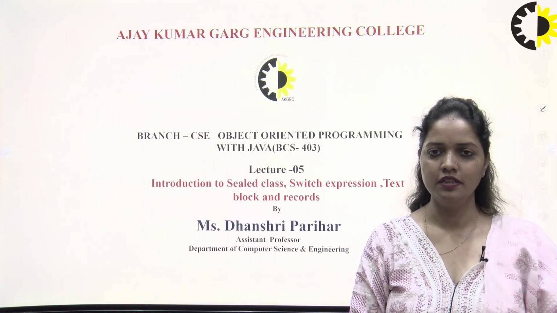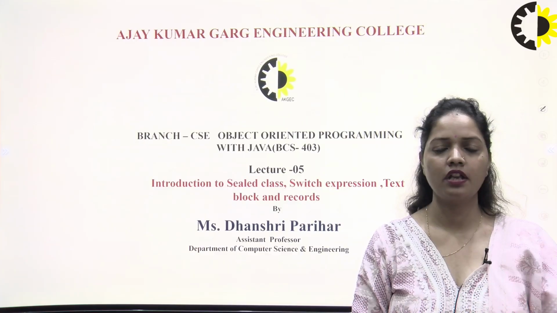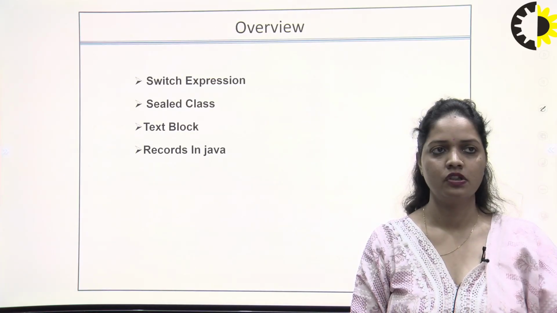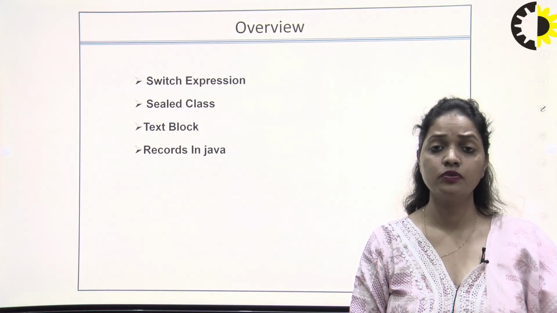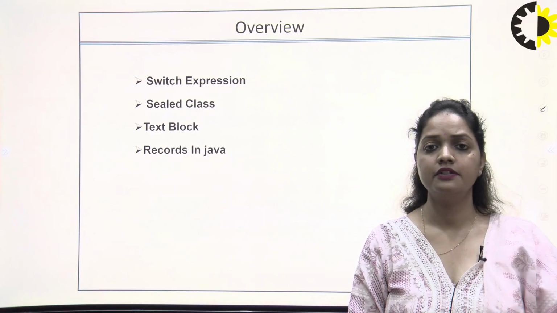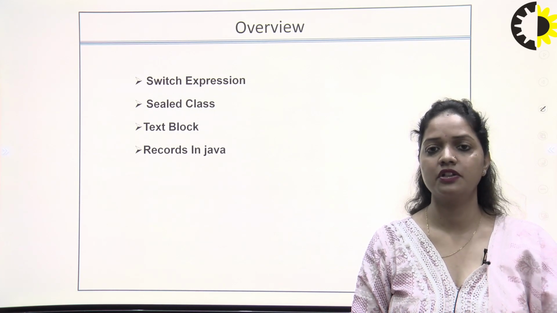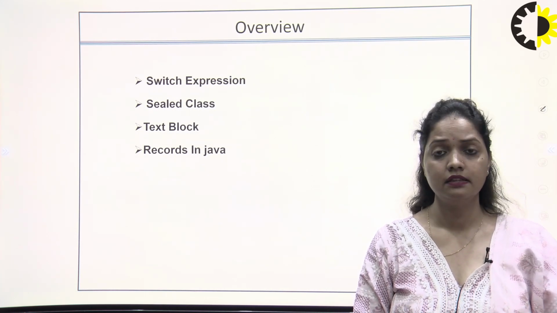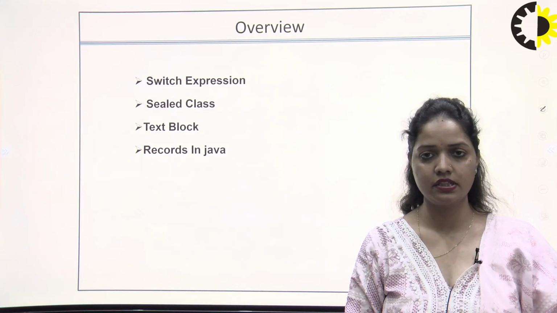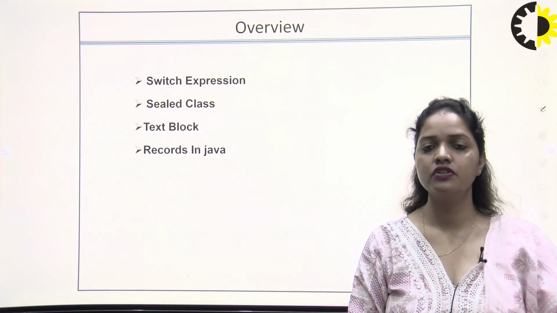Today my topic is Introduction to Sealed Classes, Switch Expression, Text Block and Records from the subject Object-Oriented Programming with Java. The overview includes the introduction to switch expression, advanced switch expression after Java 14 and its usage in the latest versions, and its advantage over the previous switch which is used in the lower versions. Then the sealed classes, how these classes are used and what the benefits of using them are in Java, text block and records in Java, along with the introduction to the yield keyword, which is used in switch expression.